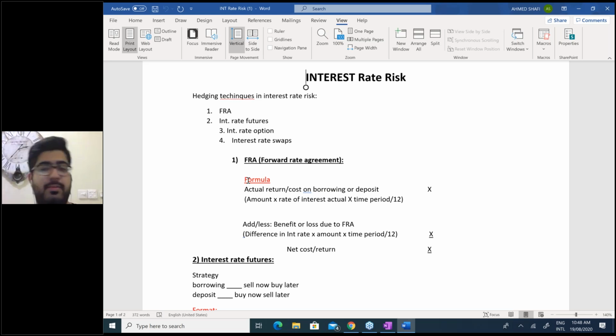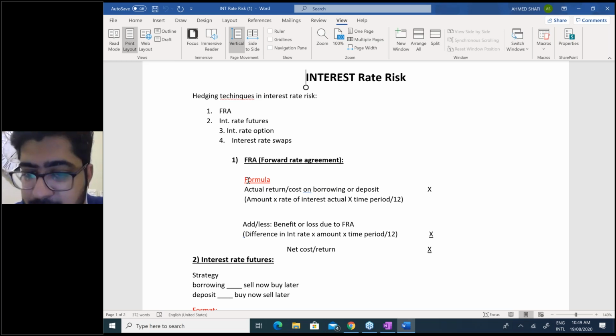Now, what is the problematic stuff here? Kindly pay attention. The problematic stuff here is that when you take actual return on deposit or cost on borrowing, it's very easy: amount into actual interest rate into time period over 12. In benefit or loss due to FRA, people try to rote learn whether to add it or deduct it. No one can teach you this through rote learning. The formula is simple, difference in interest rates into amount into time period over 12, but no one is going to guide you, and no one can, in fact, whether to add or less. Now listen carefully.